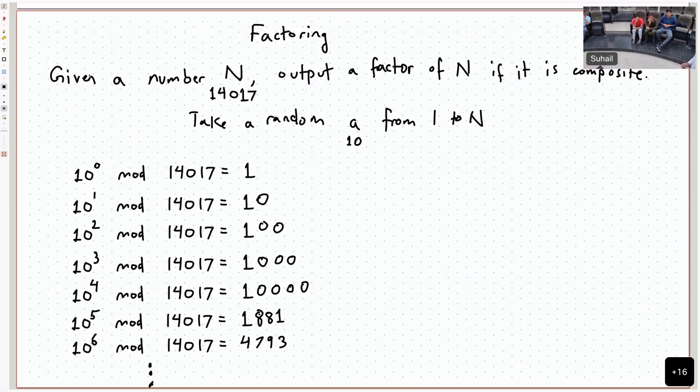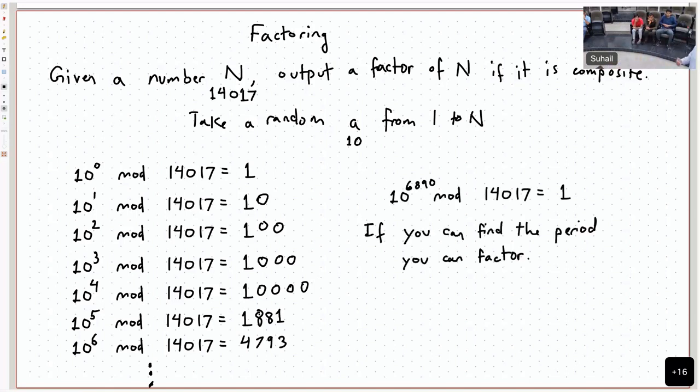And the question is, at what point does the sequence start to loop? In this specific case, if you take 10 to the power of 6,890, that's the first time it starts to loop. It goes back to 1. Mathematicians who have studied this problem have already proved that if you can find this period reliably, then you can factor the number. Notice that this number can be quite large, almost as large as our original number n.